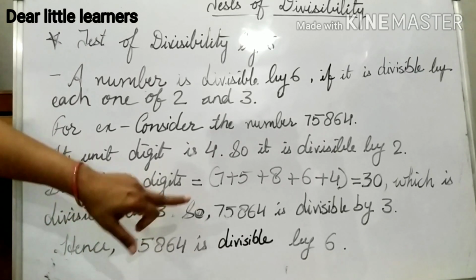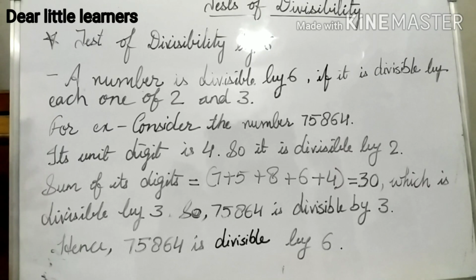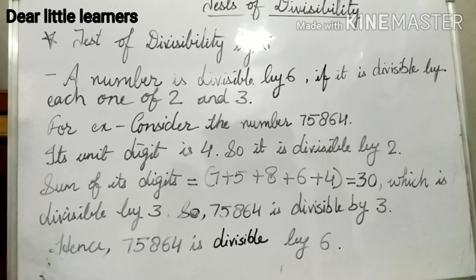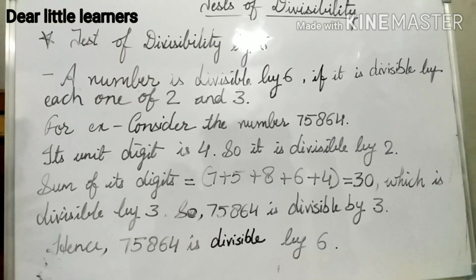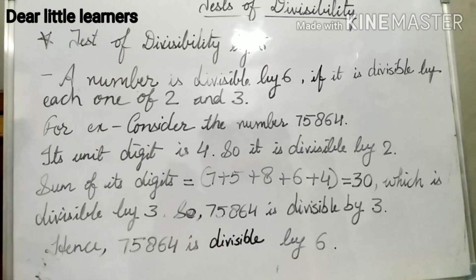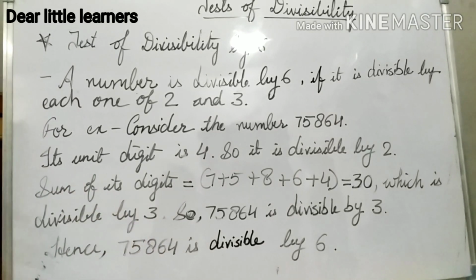That means 75,864 is also divisible by 3. Now this number is divisible by 2 as well as by 3, by both of these numbers. That means 75,864 is divisible by 6.